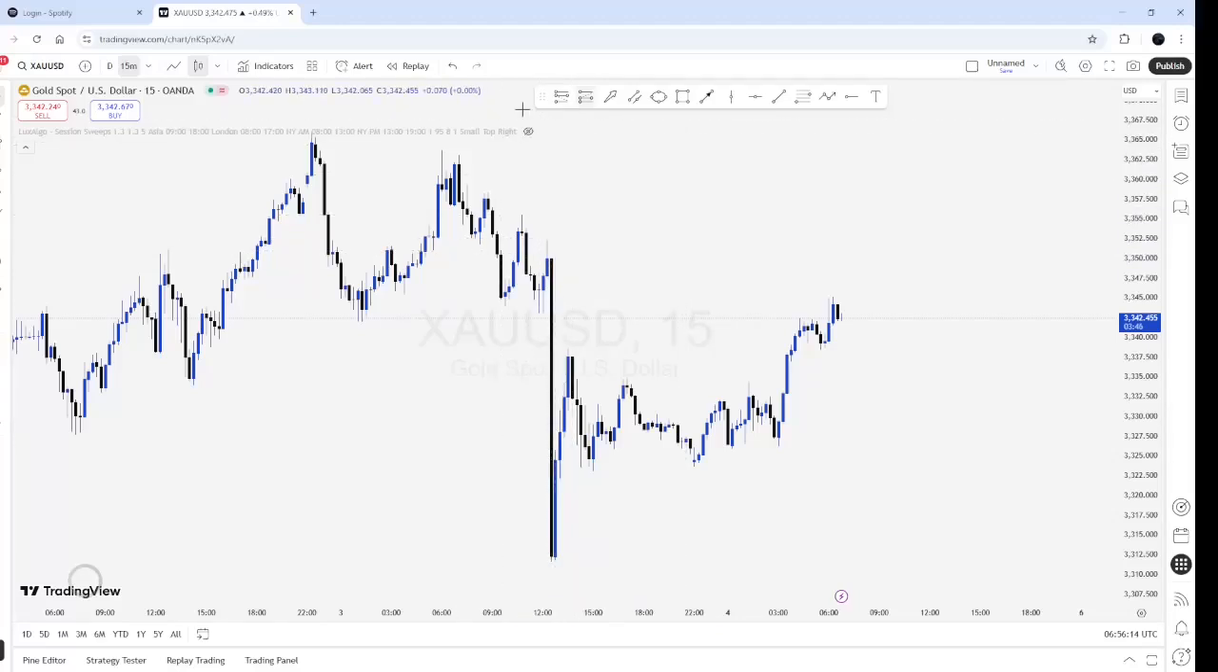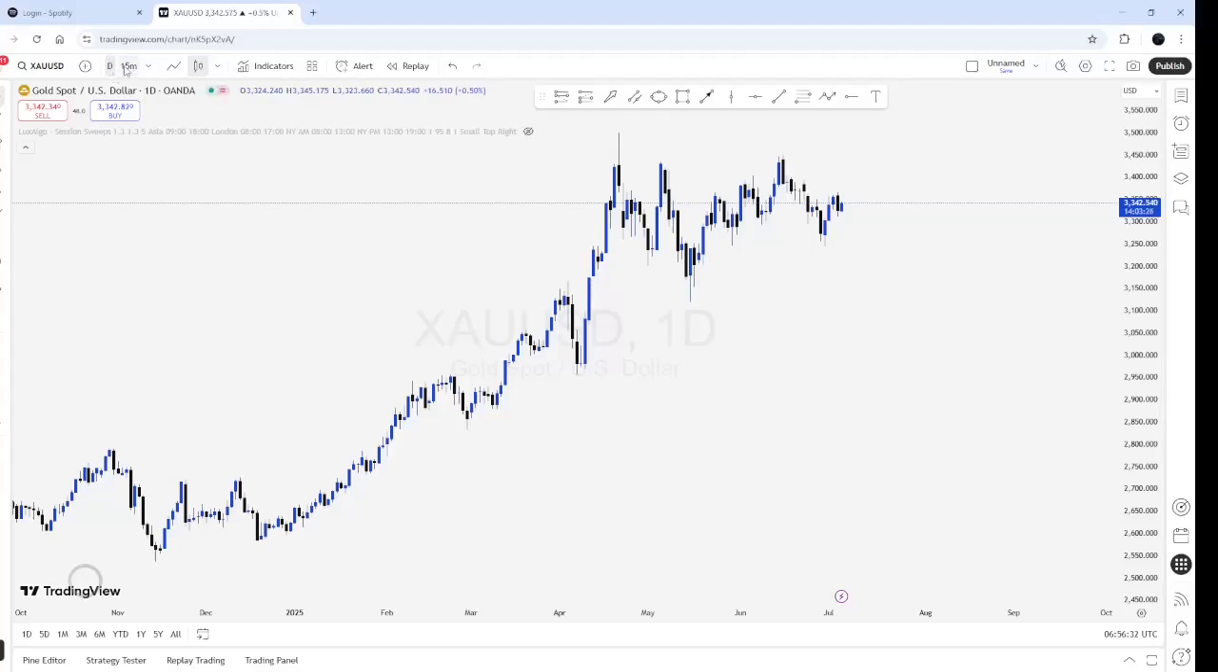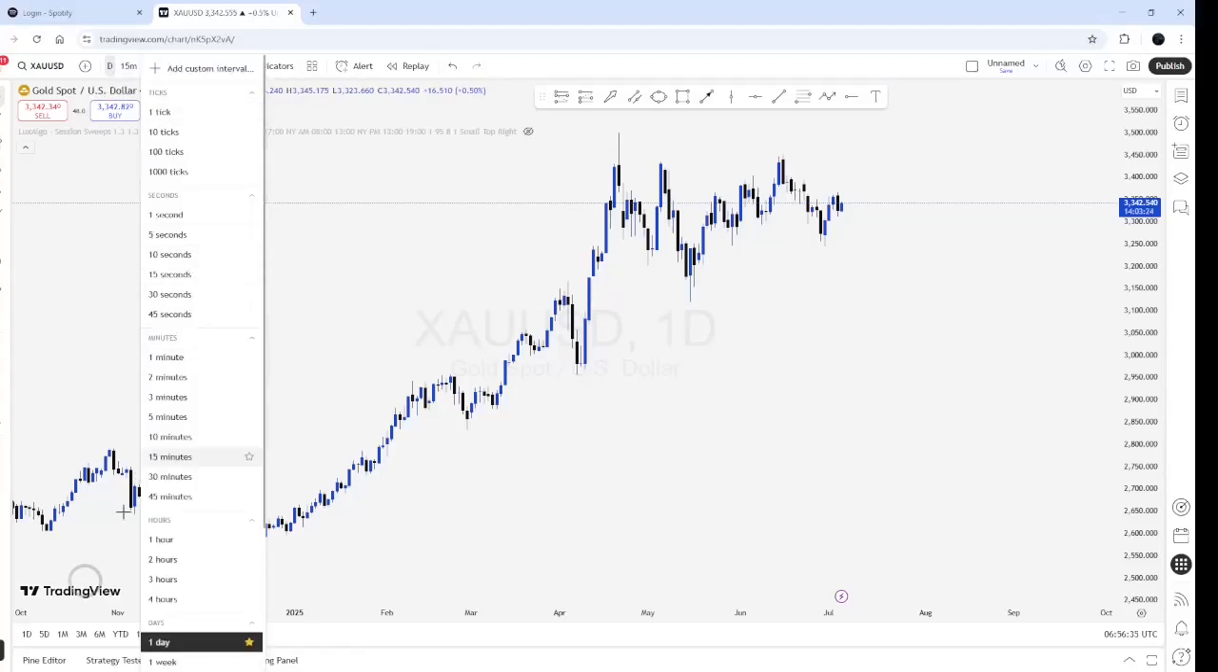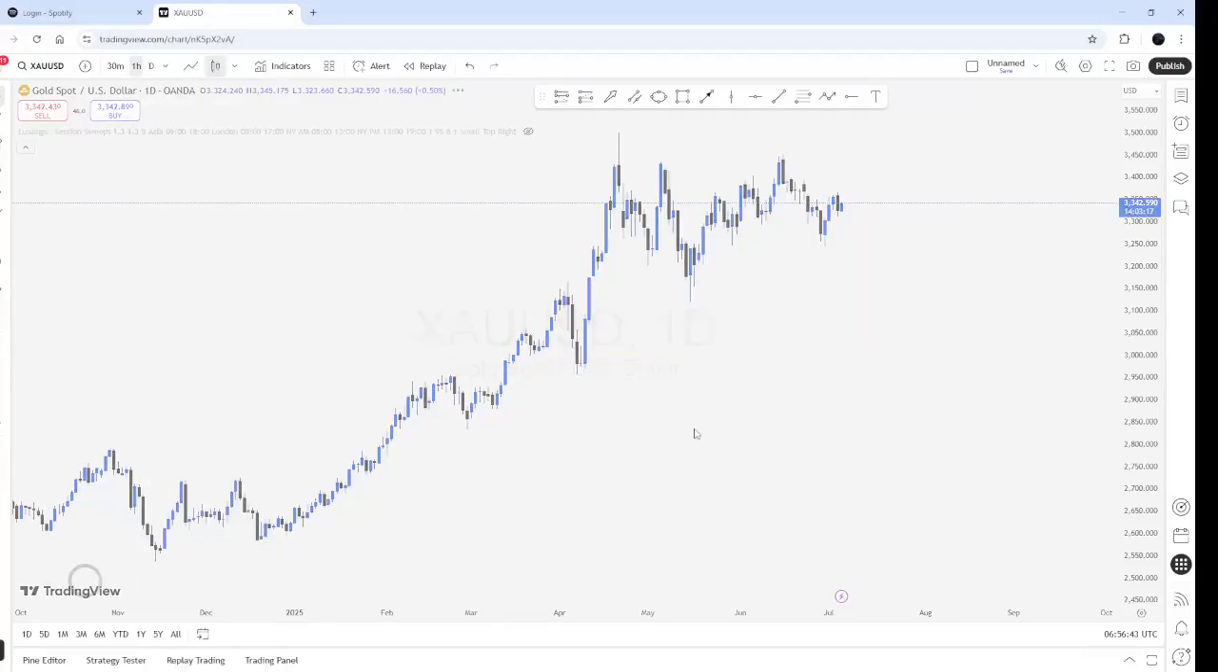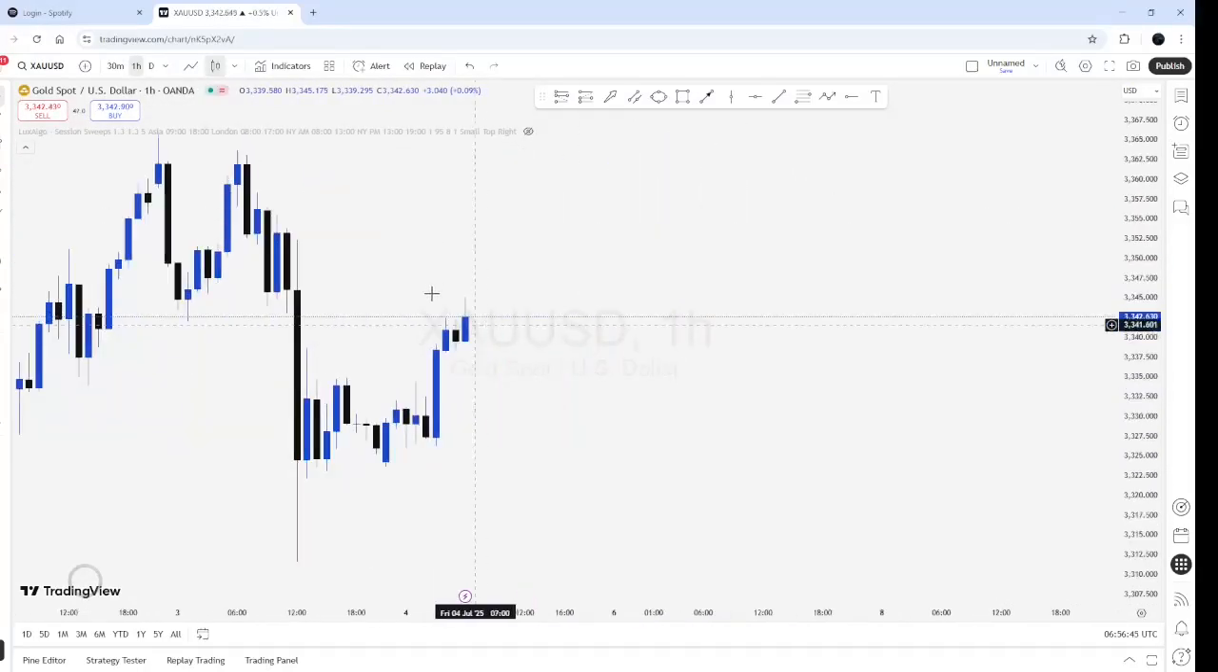So let me show you how it forms. Let's say we have, let me use the 1 hour. Oh, sorry. Let me use the 1 hour. Let me add the 1 hour and the 30 minutes. Okay, so let's use this previous candle. This one is not yet formed. Let me use this previous candle.